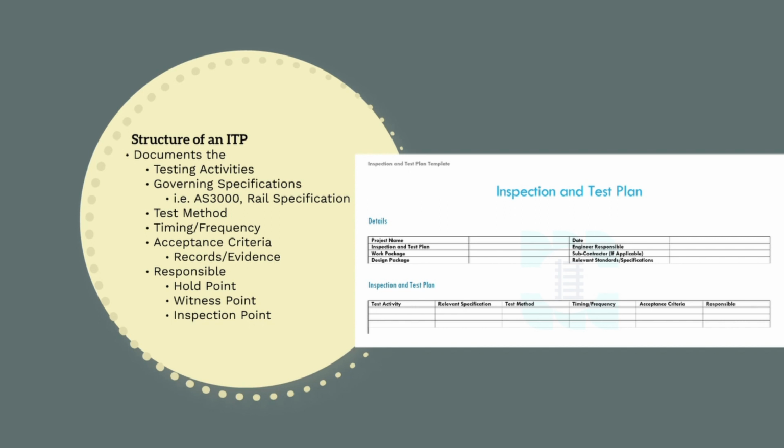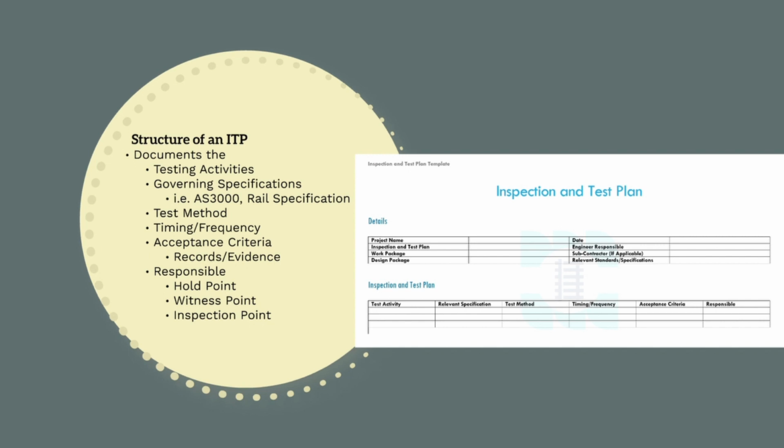The test activity will give a description of the work activity to be inspected and tested. What this is will depend on the stage of the construction activity, for example, survey set out, excavation, or during backfilling. The relevant specification will inform what specifications or criteria the activity is being undertaken in accordance with.